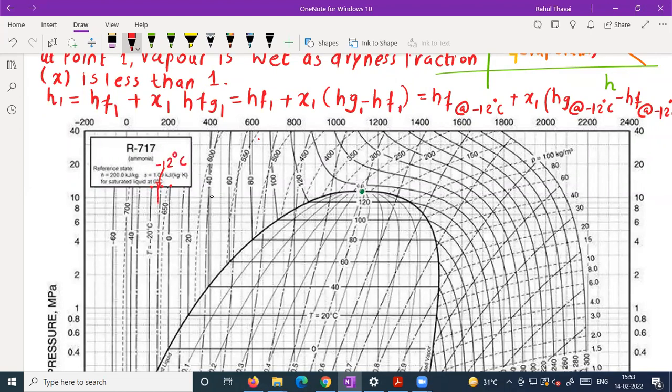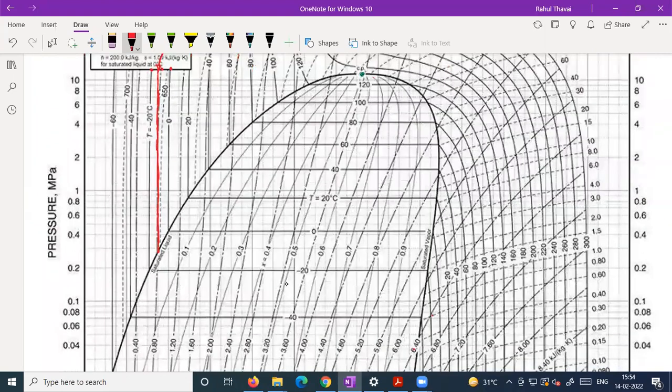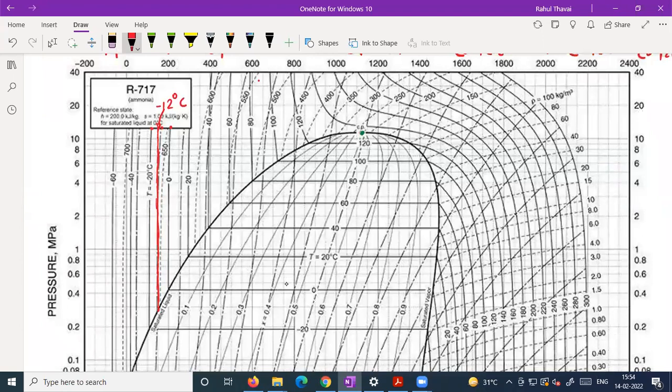So from that, I will simply draw a straight line. Try to understand, I'm drawing a straight line which will intersect on this saturated liquid line. You can see that.